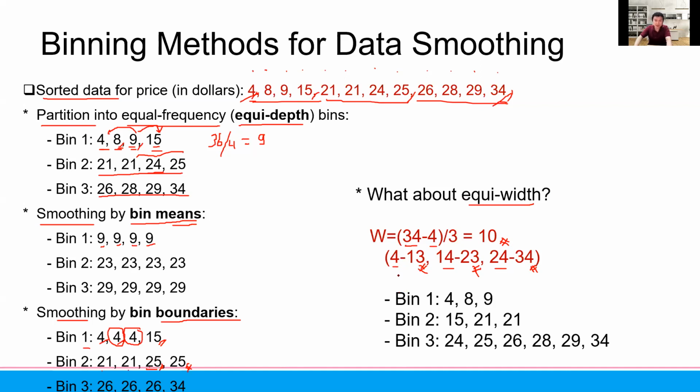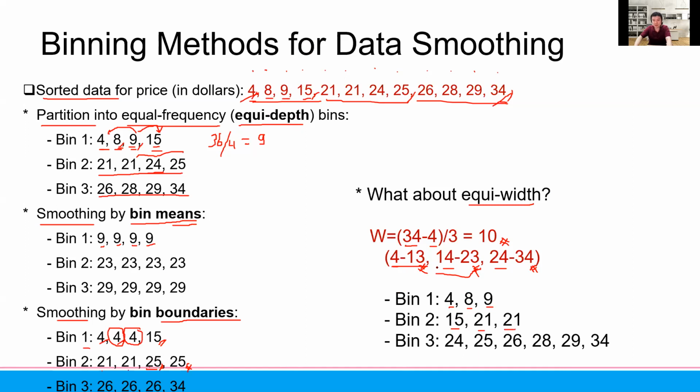Therefore, we can check where the position of 4 is. 4 is here, then we can put it here. How about 8? 8 is here. 9? 9 is also in pin number 1. What about 15? Okay, 15 is in the second range. Then we can put the 15 in pin number 2.